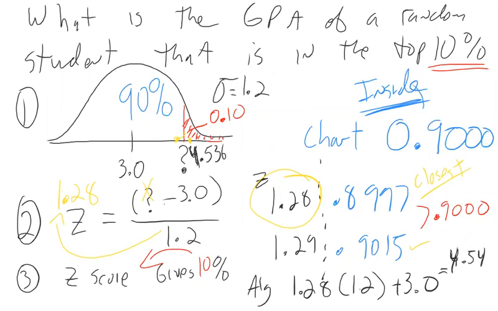But that's how you work. That's the hardest of the problems, and that's the one of working backwards, where you know the percentage, but you have to work back to find the event that goes with that percentage.